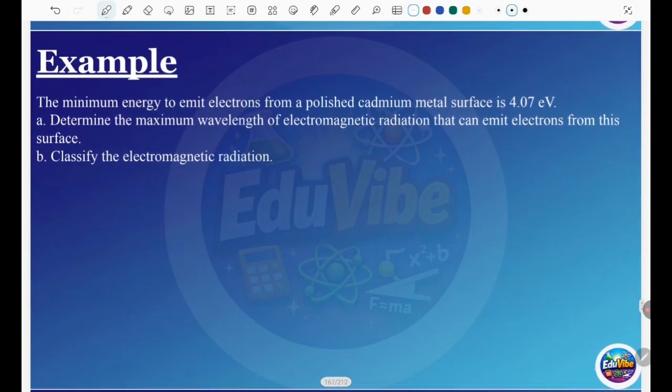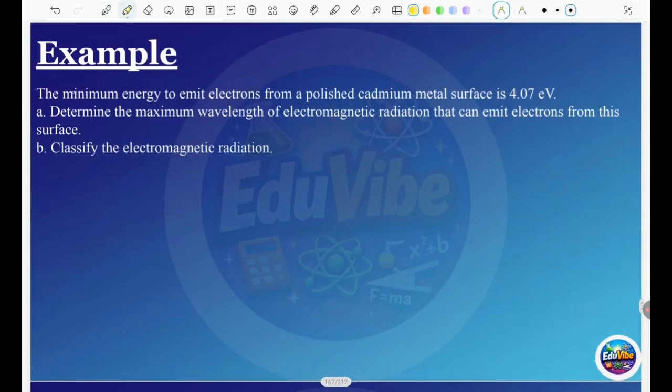Let's move on to the example. The minimum energy to emit electrons from a polished transparent metal surface is 4.07 eV. Determine the maximum wavelength of the electromagnetic radiation that can emit electrons from this surface, and classify the electromagnetic radiation.